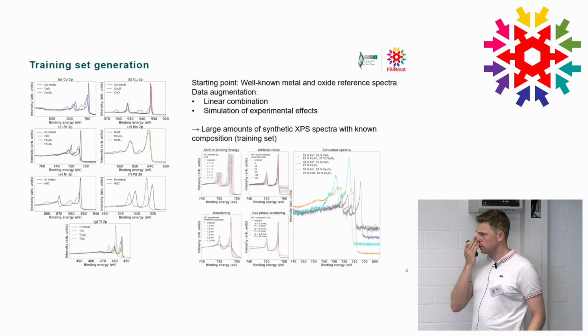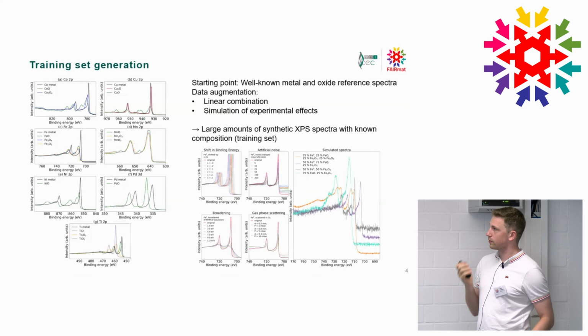So what we did essentially is that we started by measuring lots of reference data, and we can do this very easily with our XPS setup that we have in Mülheim because this also has ambient pressure capabilities, so we can also measure a lot of these intermediate phases. And then after we have done this for a couple of different metal and oxide spectra, we essentially just did linear combinations of these. And then we also started simulating a bit of experimental effects.